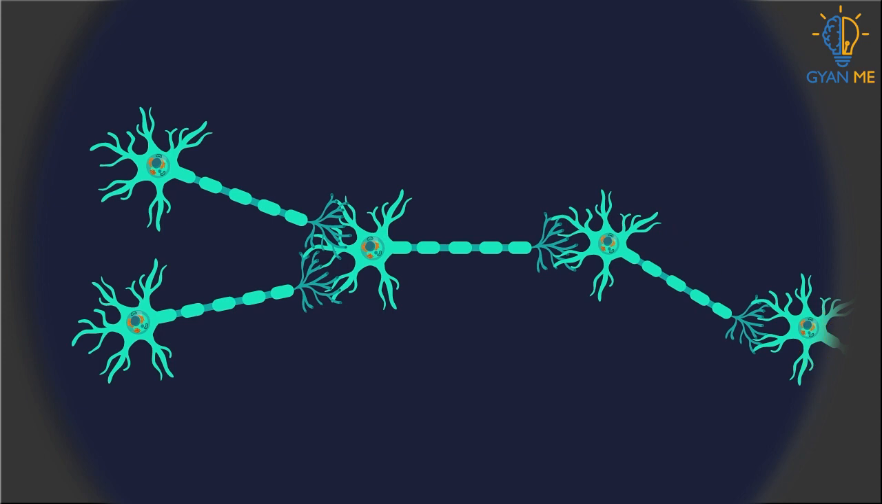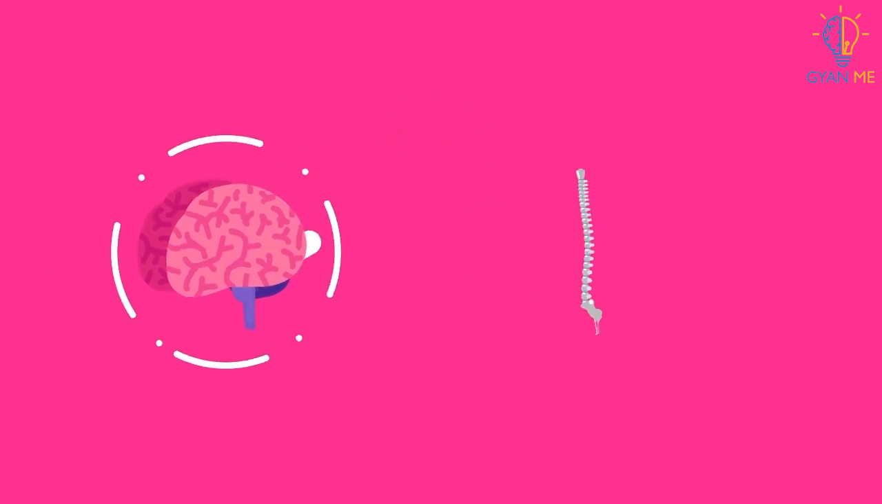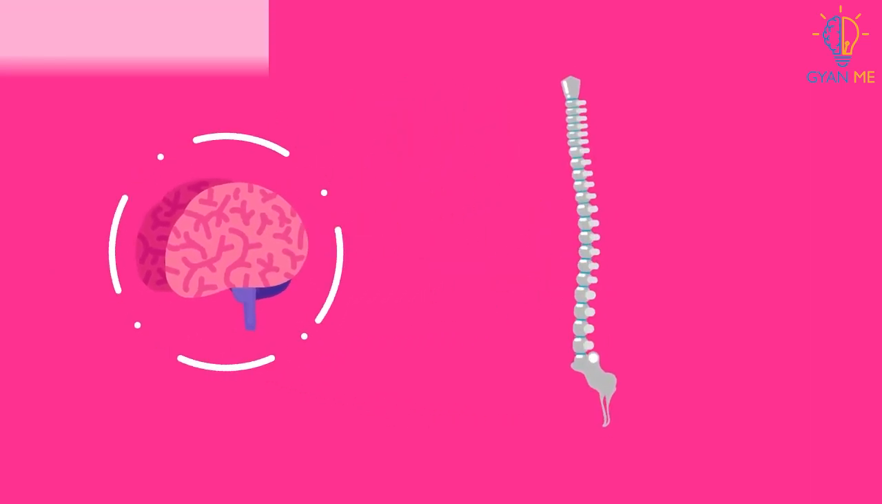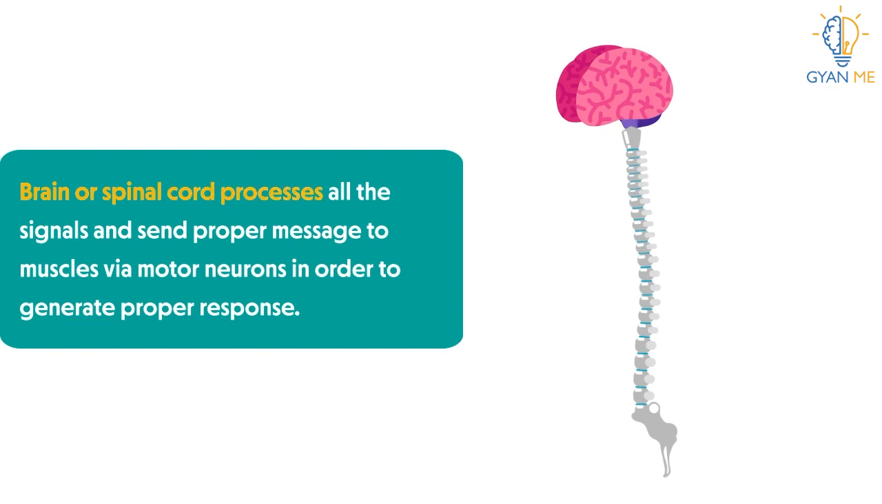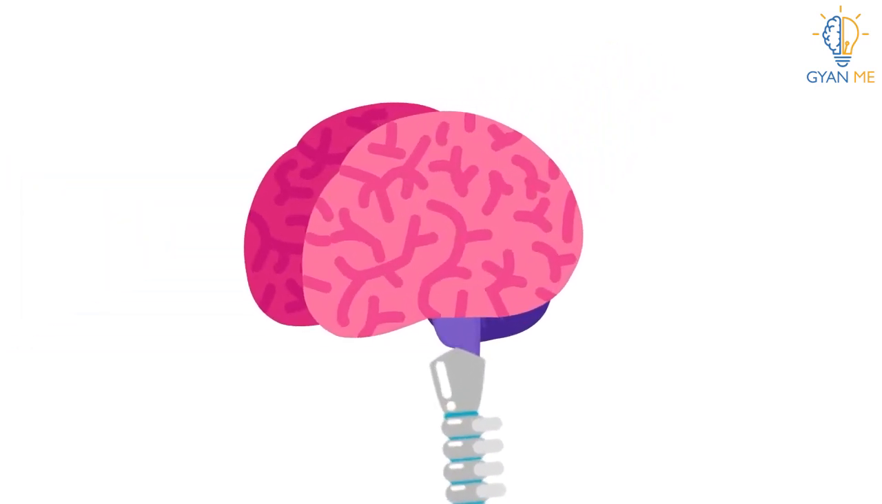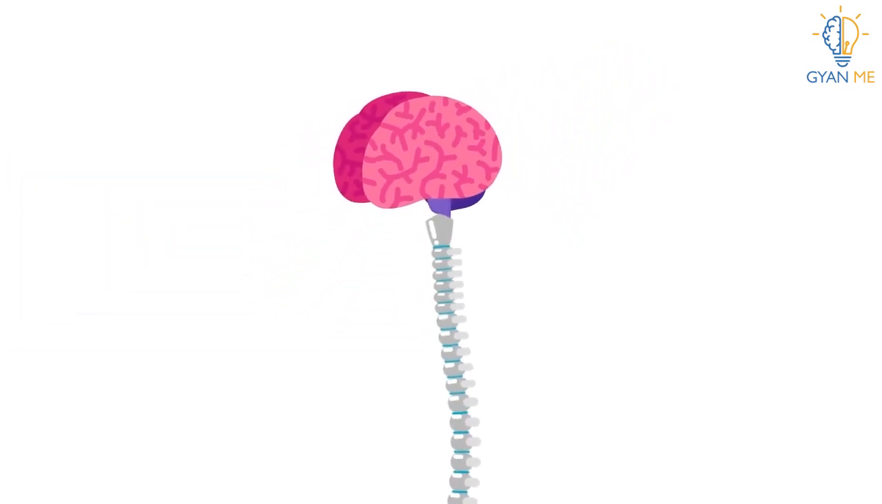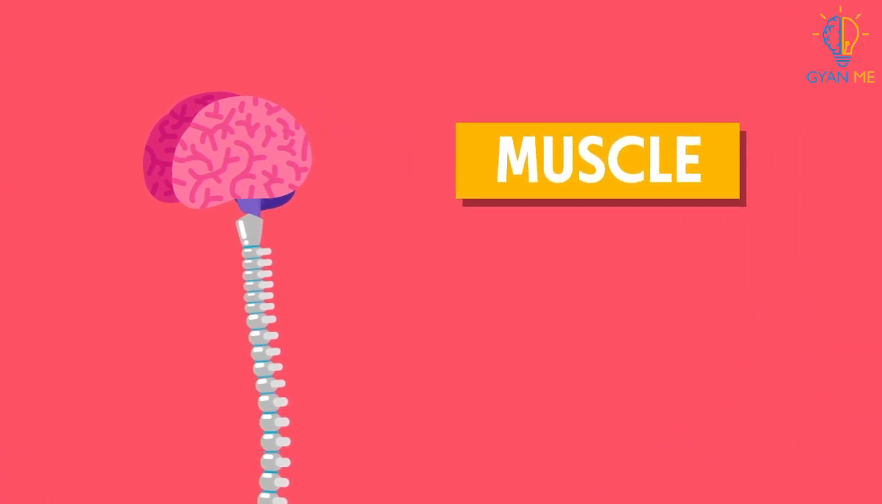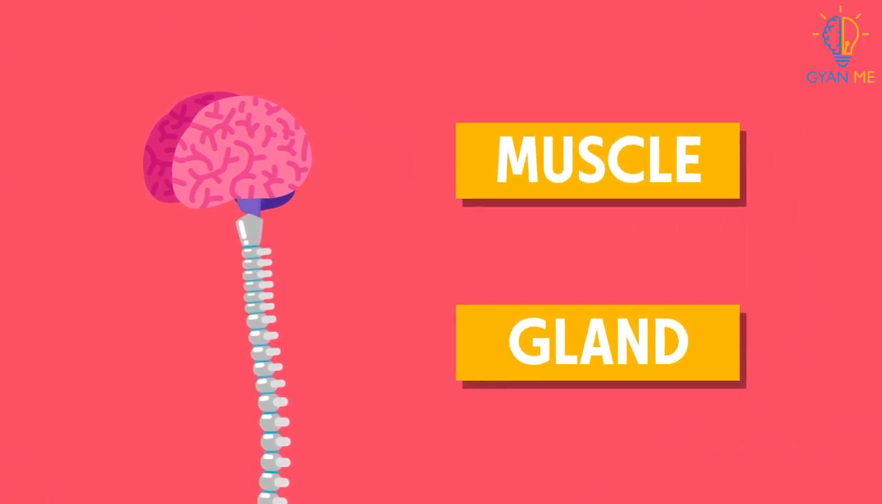Now students, you will be able to understand how neurons play passing the parcel and transmit signals to communicate. In this way, the electrical signal reaches the brain or spinal cord from the receptor organ. Now the brain or spinal cord processes all the signals and sends a proper message to muscle via motor neurons in order to generate a proper response. The response from the brain or spinal cord is passed on to the effector organs such as muscle or gland in exactly the same manner from one neuron to another neuron.